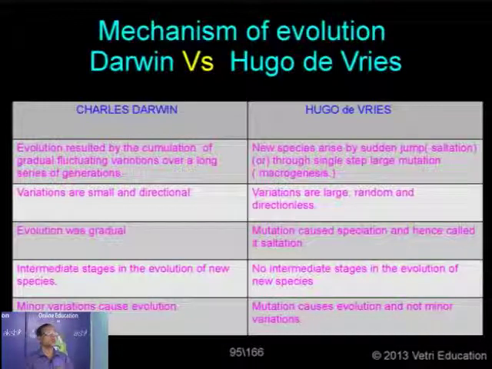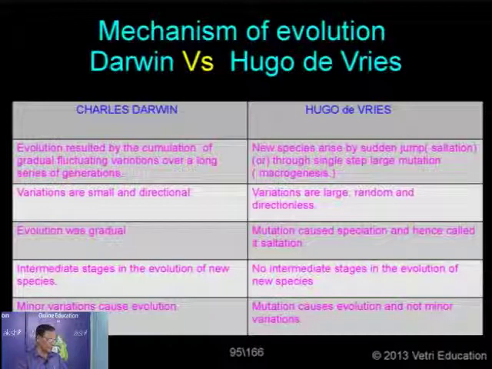As there are no intermediate stages during the formation of a new species, all of a sudden one species gets converted to another species. Then the last one: normally, because of minor variations, the cumulative effect of minor variations resulted in the formation of new species.